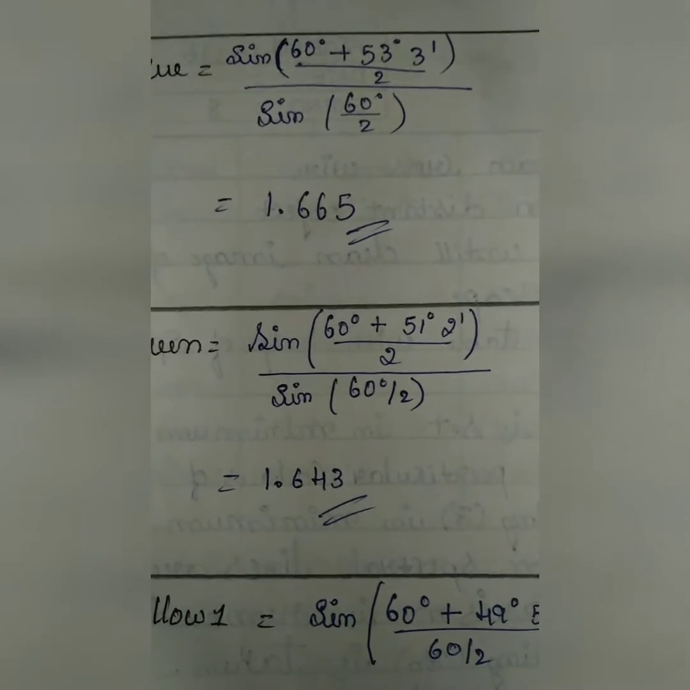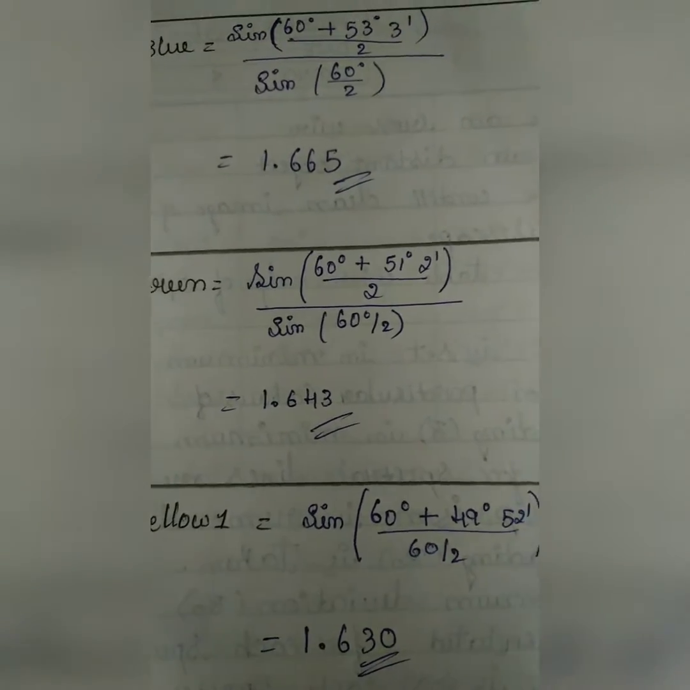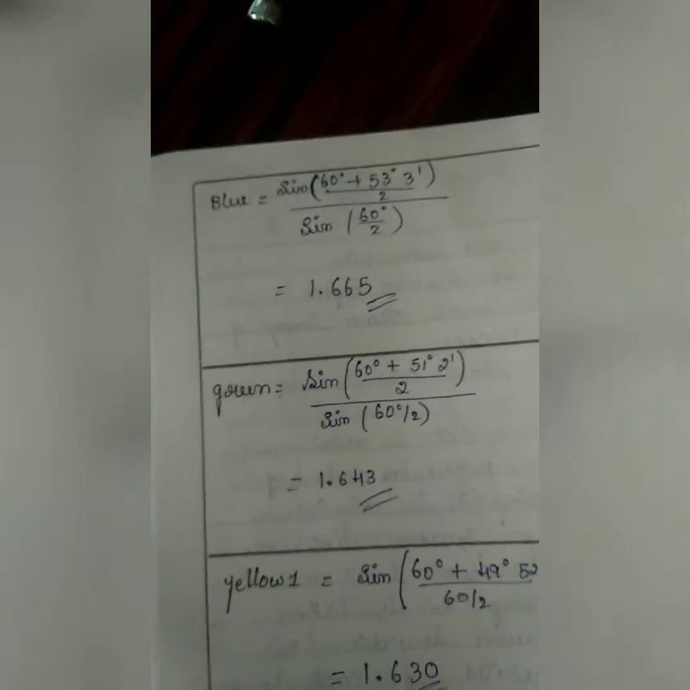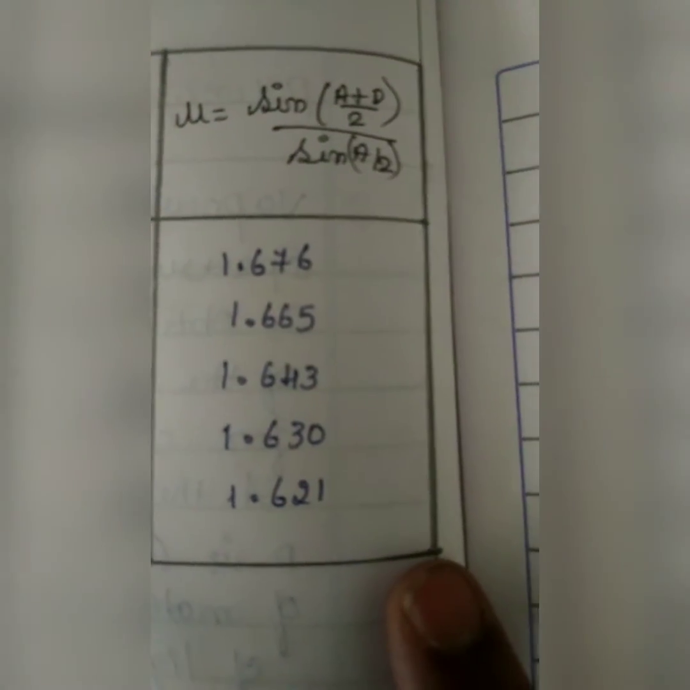It is in the range of 1.6. So 1.62, 1.65, 1.63, like that. Whatever value is obtained is noted in the tabular column like this. It is in the order of 1.6.